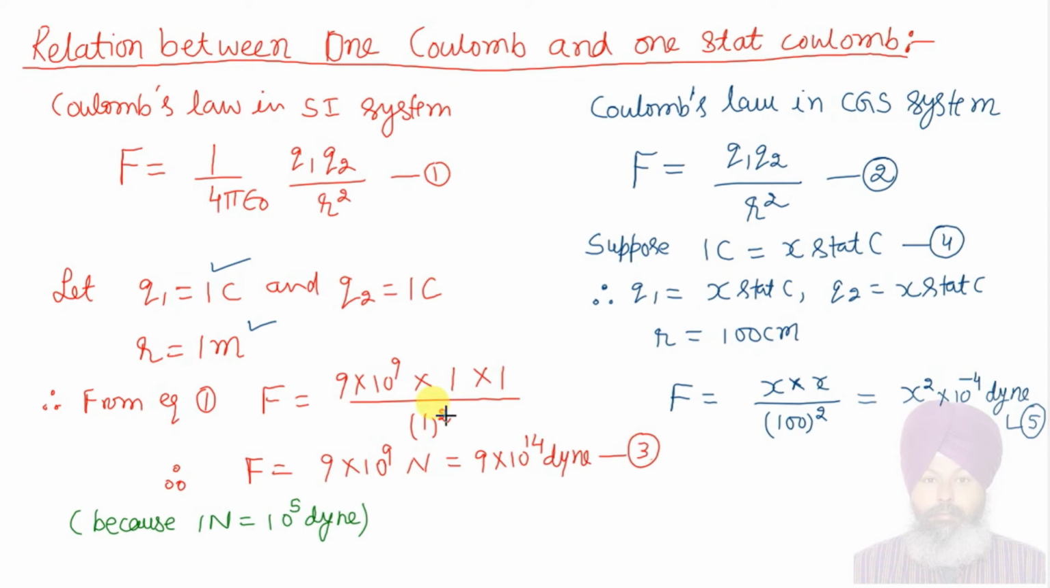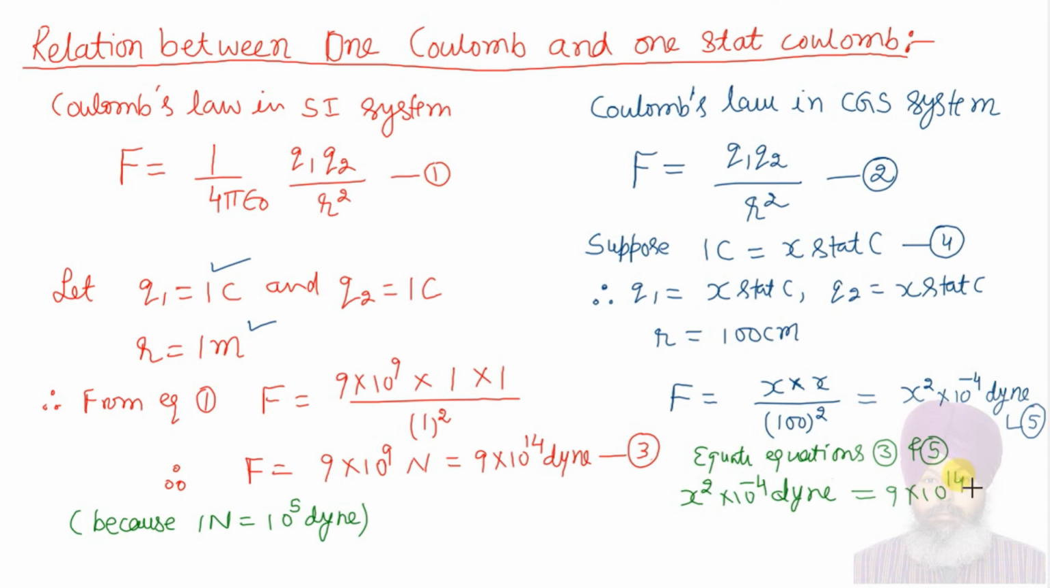So equation number 3 represents force between two charges in dyne, and equation 5 represents the same force between two charges again in dyne. However, this expression is obtained by using Coulomb law in SI system, and this expression is obtained by using Coulomb law in CGS system. Now we can equate 3 and 5. We will get x square into 10 raised to power minus 4 dyne equal to 9 into 10 raised to power 14 dyne.